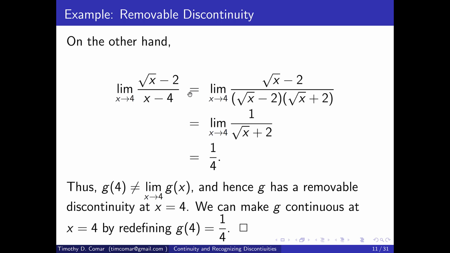So we can compute that directly and factor that x minus 4 in the denominator to be the square root of x minus 2 times the square root of x plus 2. We can then cancel out the square root of x minus 2's on top and bottom, and we're left with computing the limit as x approaches 4 of 1 over the square root of x plus 2. And that, again, is simply going to be 1/4. Thus, the function value and the limit at 4 are not equal, and g has a removable discontinuity at x equals 4. We can make g continuous at x equals 4 by redefining g of 4 to be 1/4.